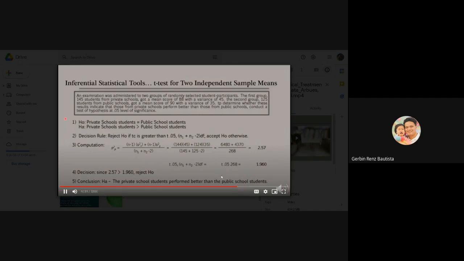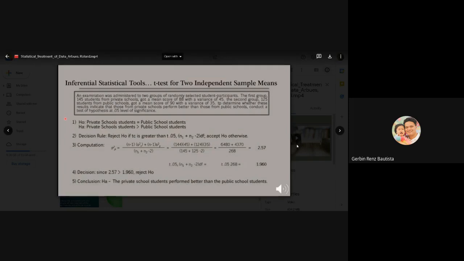Selected student participants. The first group, 145 students from private schools, got a mean score of 88 with a variance of 45. The second group, 125 students from public schools, got a mean score of 90 with a variance of 35. To determine whether these results indicate that those from private schools performed better than those from public schools, conduct a test of hypothesis at 0.05 level of significance.